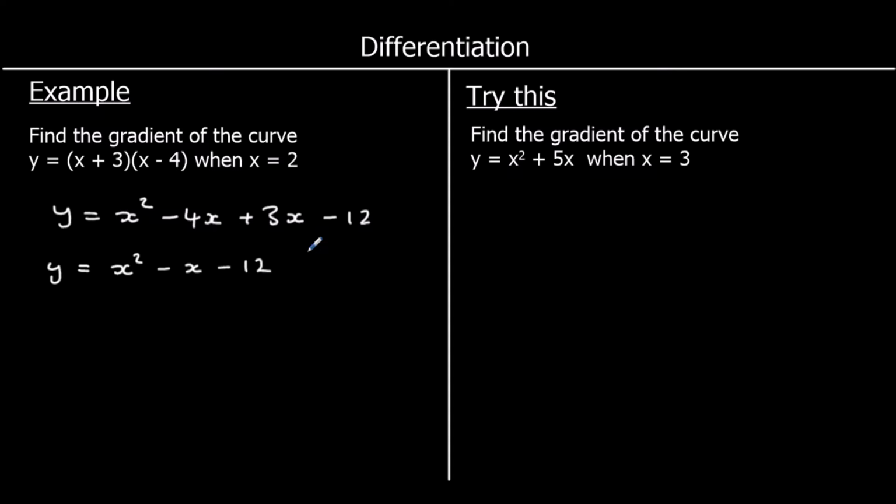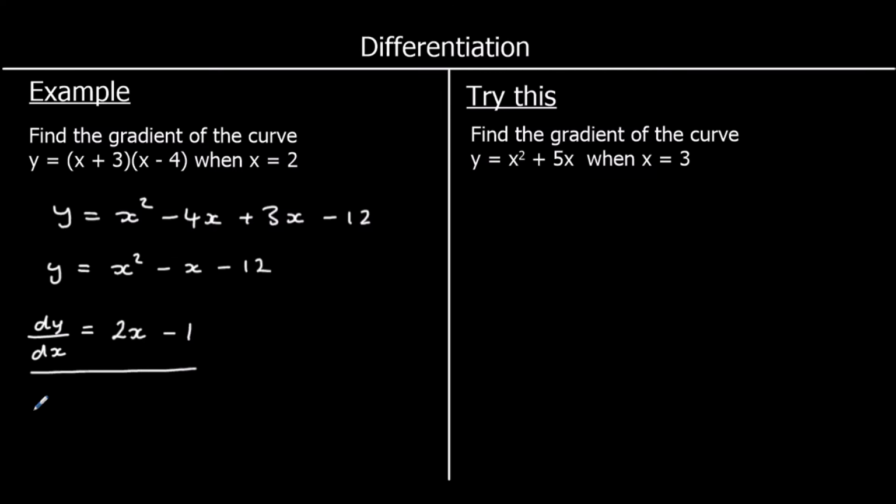Now we can differentiate. So we can find dy/dx, our gradient function. So x squared differentiated: times by the power, take 1 off the power. So that becomes 2x. We've got minus x next, and that's actually a straight line with a gradient of negative 1. And we've got a minus 12 on the end. That's got no gradient. It's a horizontal line with no gradient, so we don't have to write anything. So we've got our gradient function, dy/dx, and that's 2x minus 1.